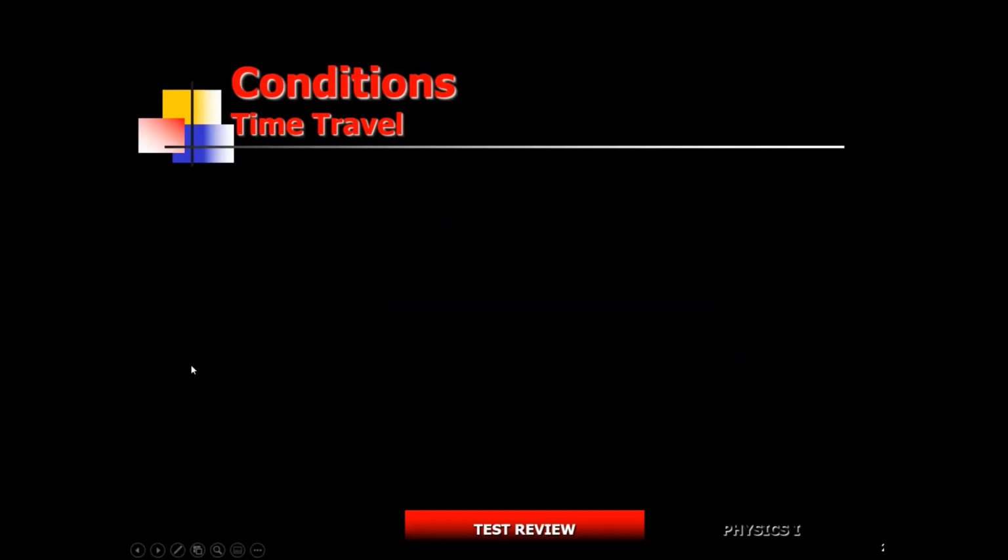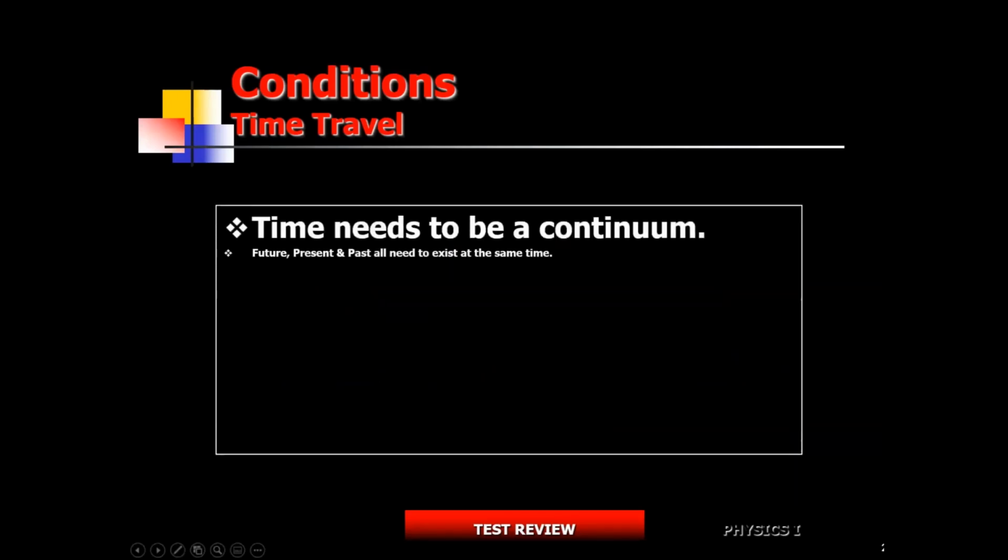The first one is time needs to be a continuum, which means that the future, the present, the past all need to exist at the same time, and they need to be just as real. And according to Einstein's theory of gravity, that's the way things are. And in all appearance, Einstein's theory has been proven time and time again. It passed every single test so far. So what that means is the future, the past, the present all exist at the same time. No future, no gravity, no past, no gravity. All right, so the first condition for time travel is satisfied.